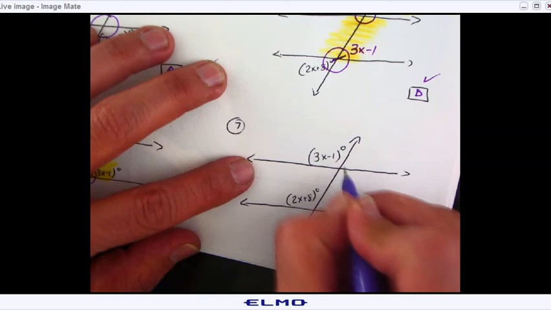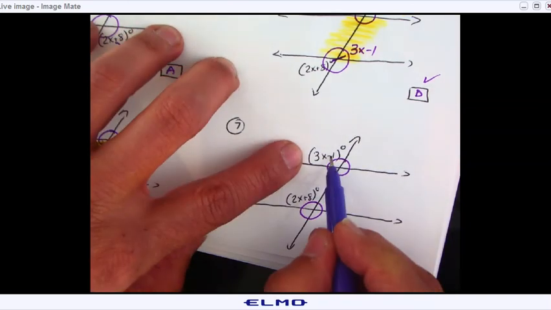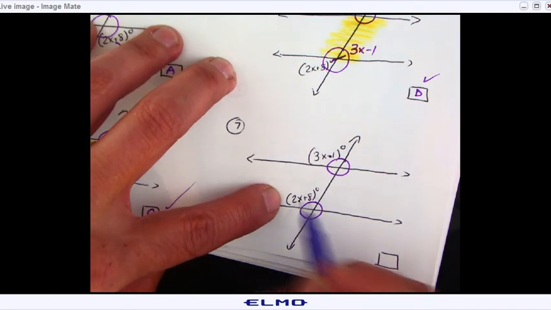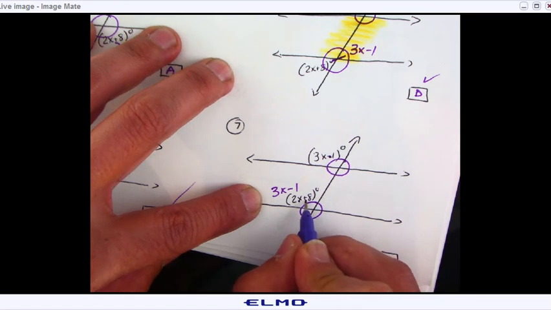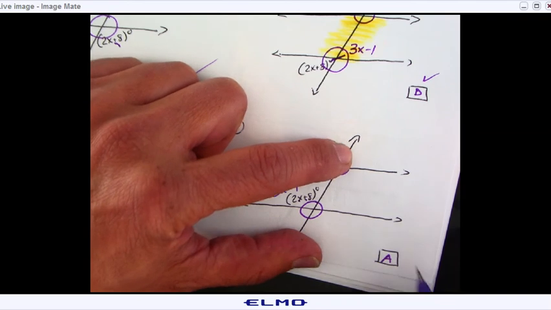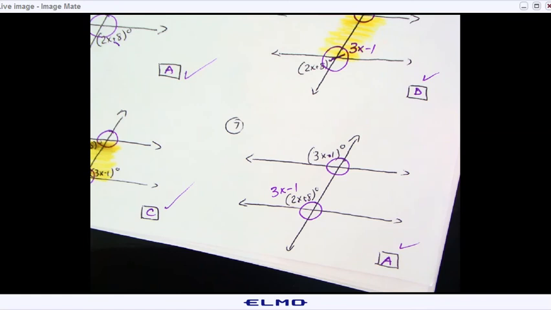And then here, draw two circles. The 3x minus 1 will actually fall on the 2x. It will fall here. So they are what? Corresponding. Same thing. A. Okay? A. So there are your answers. Let me go ahead and pause the video real quick.